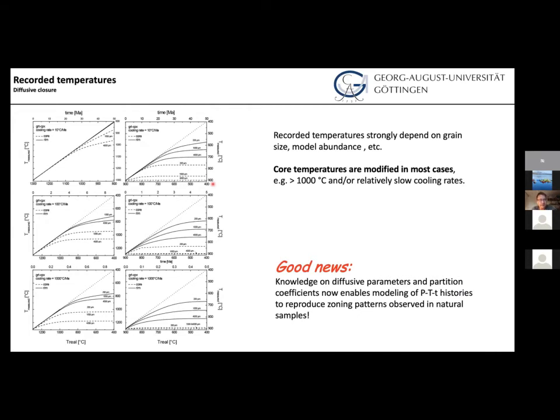We can also translate this into the recorded temperatures, which would basically mean the effective closure temperatures. So in here you see the real temperature against the one that is recorded in your zoning profile if you take the composition and determine the temperature from that. And even though the diagram looks a little bit complex, it's basically just the composition that you would have for a core temperature or rim temperature, in dashed or solid lines respectively.